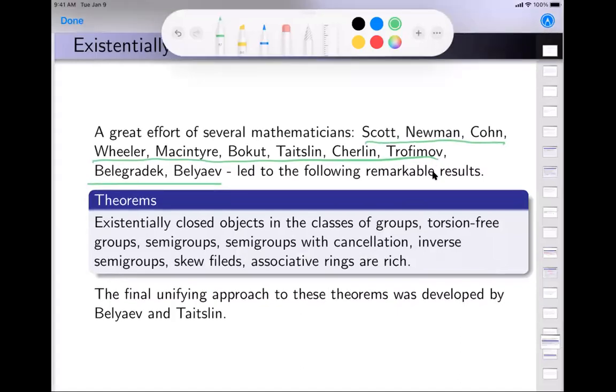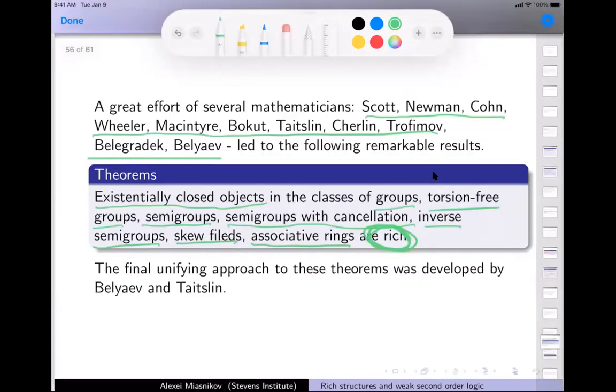The theorems they proved, of course, were different proofs, but I just put it in one result. They proved that existentially closed objects in the following classes: all groups, torsion-free groups, all semigroups with cancellation, inverse semigroups, skew fields, or division algebras as they're now quite often called, associative rings, and many others. All of them are rich. That's what they proved. And every time it was a different proof, but the idea turns out to be, if you look inside, another approach to the weak second order logic.